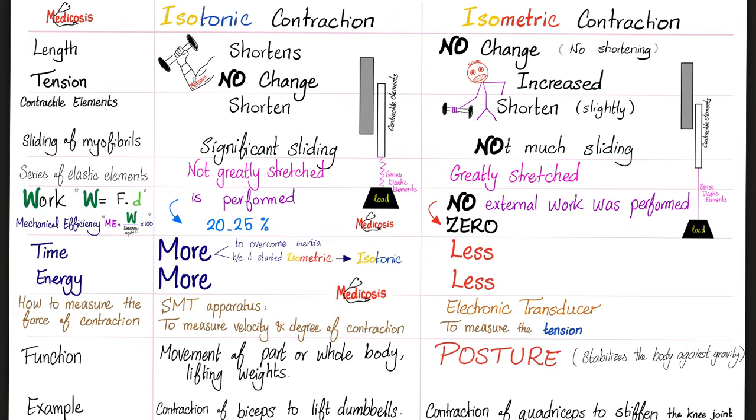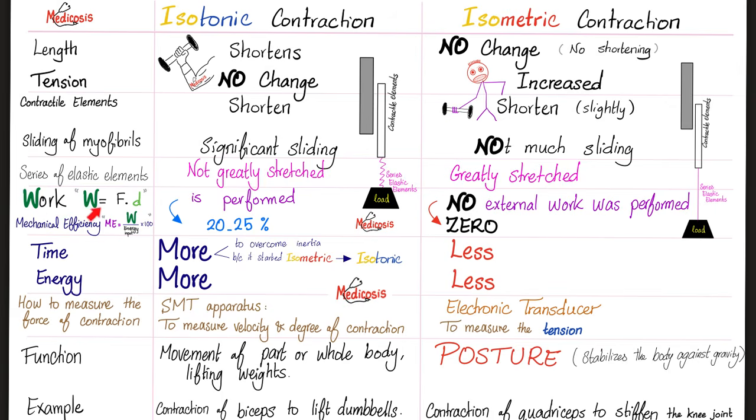The contractile elements have shortened in each scenario, but the sliding of the myofibrils was more significant in the case of isotonic than in the case of isometric. Look at all of the sliding. It's getting closer to the myosin. Let's look at the elastic elements. All right, which one was more stretched? The isometric.